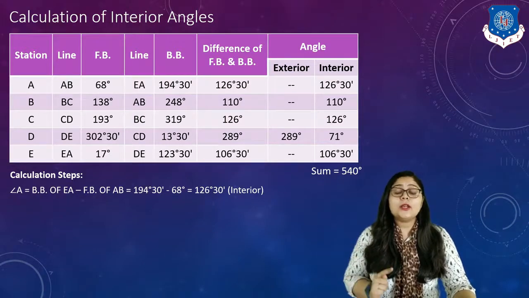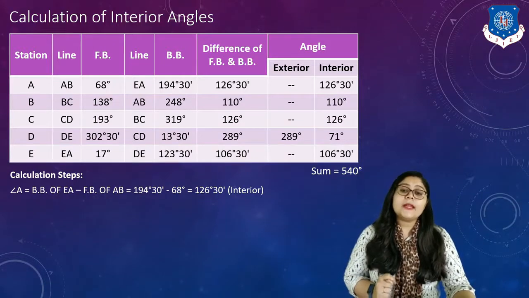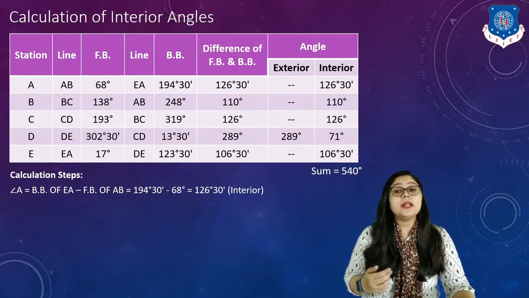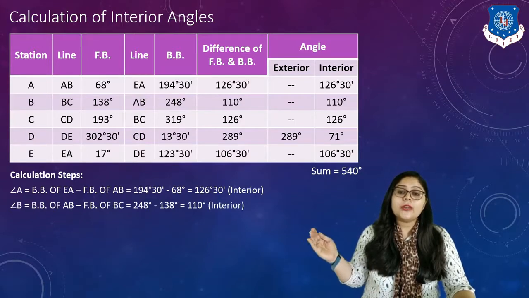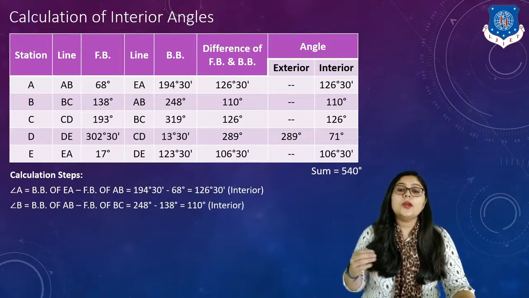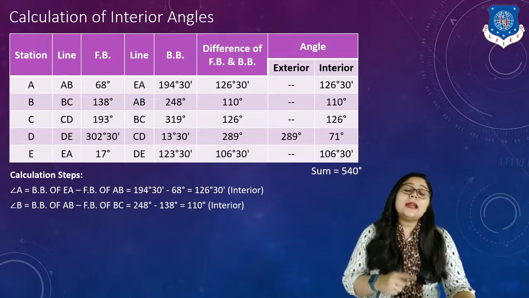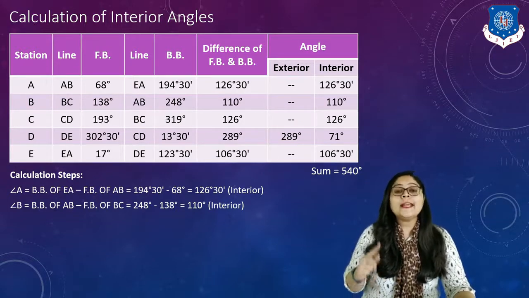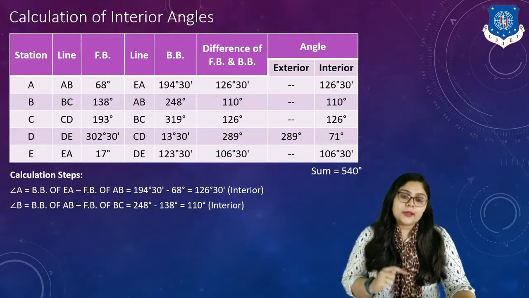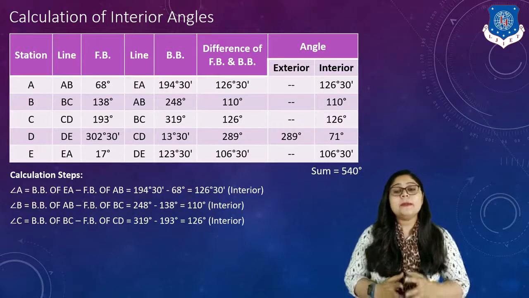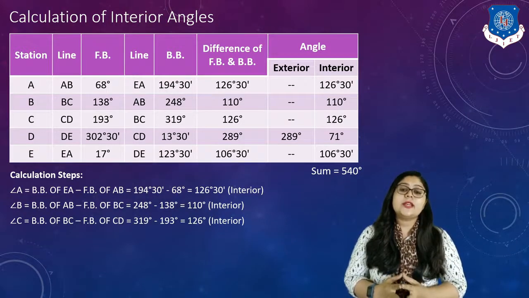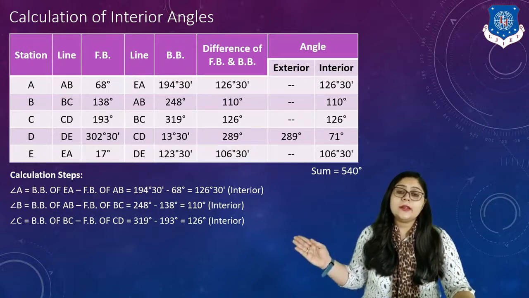Here angle A can be calculated as back bearing of EA minus forebearing of AB, which gives the answer as 126 degree 30 minute as an interior angle. Likewise, angle B can be calculated as back bearing of AB minus forebearing of BC, which is equal to 110 degree. It means the interior angle. Again, as I said, this interior angle and exterior angle can be known only if you have drawn the traverse correctly, right? Likewise, angle C can be calculated as the back bearing of line BC minus forebearing of line CD, which gives the answer as 126 degree as an interior angle.